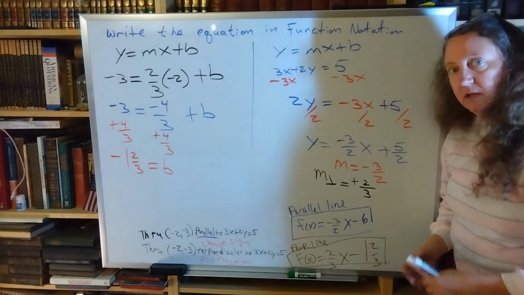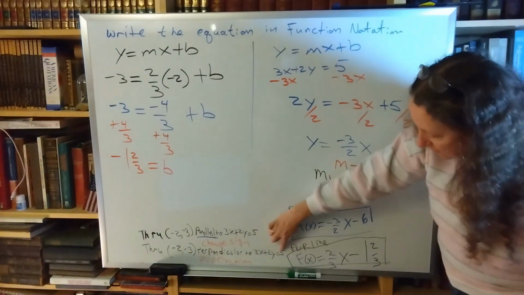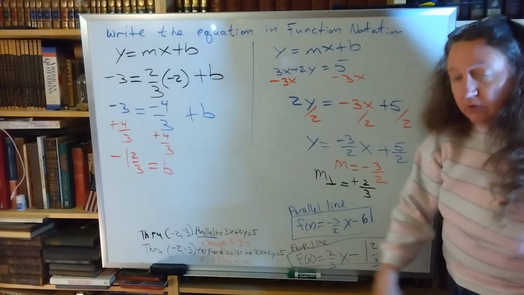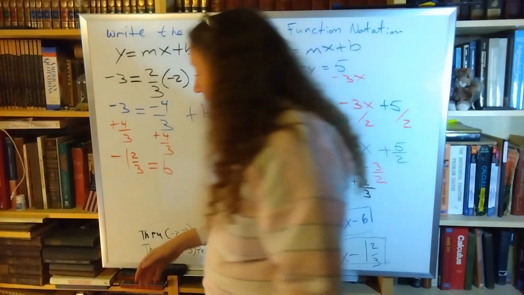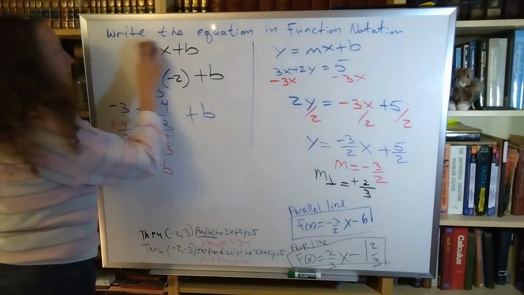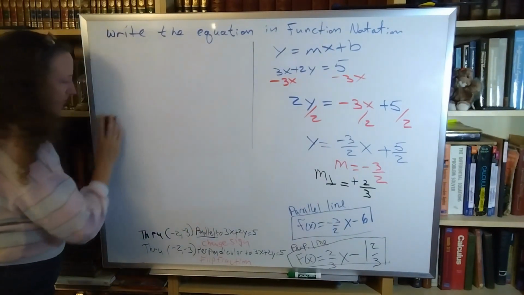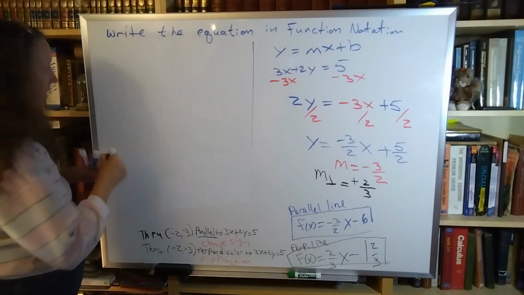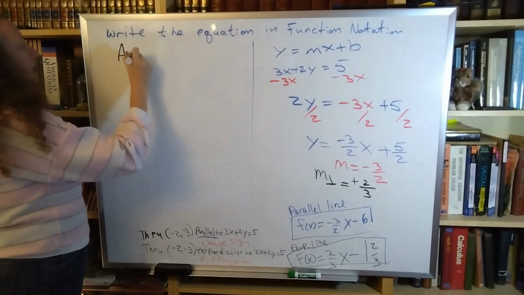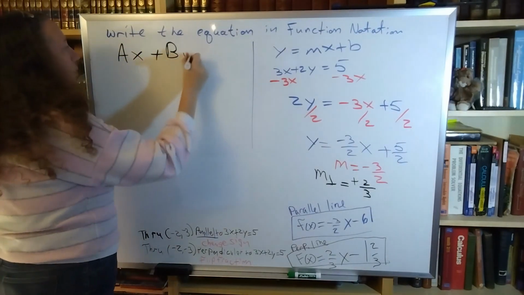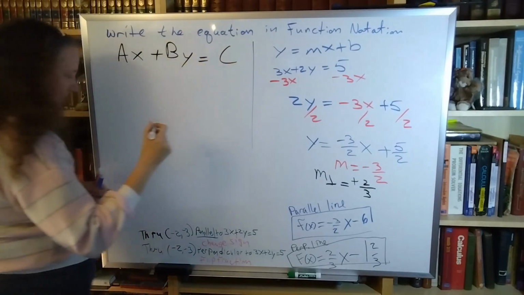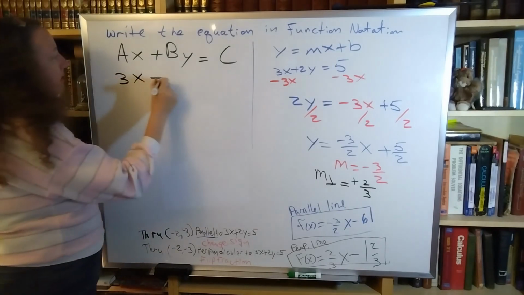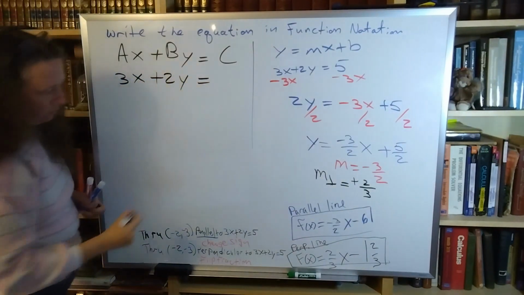If I were doing this my other way, because I'm given the equation in standard form, I'm going to do the other way also, just to show you how to do it. And also to show you that it's just another way of doing it, if you choose to. So we have our ax plus by equals c. That is 3x plus 2y equals 5.